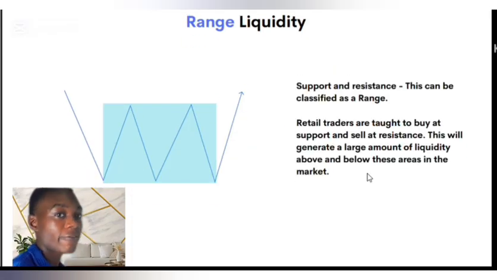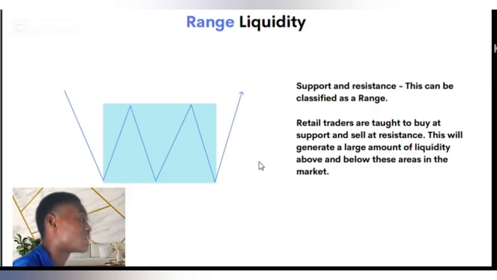I told you guys we have 4 types of liquidity. Range was among them. This one is the range, support and resistance. Majority of the time when price is at support, price often grabs liquidity as a support and often grabs liquidity as well at the resistance. You understand?